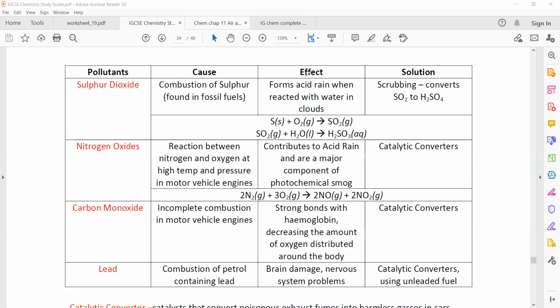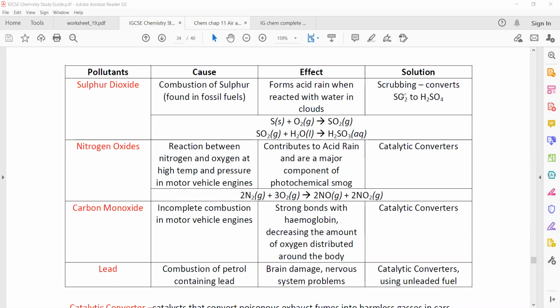What is the effect? It can cause acid rain because, for example, it reacts with water in the clouds. You can see sulfur burns to produce sulfur dioxide. Sulfur dioxide reacts with water to form sulfurous acid. This is H2SO3, sulfurous acid. When sulfur trioxide mixes with water, it forms sulfuric acid, but sulfur dioxide mixed with water forms sulfurous acid.